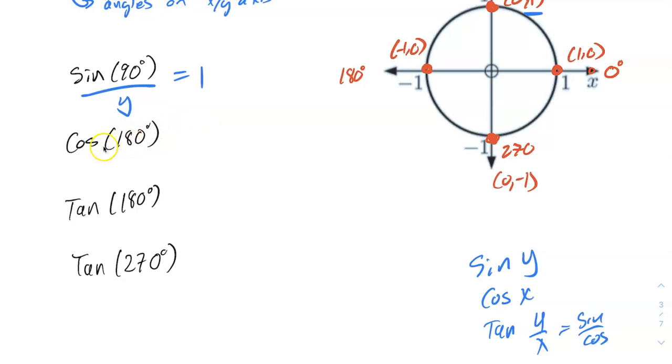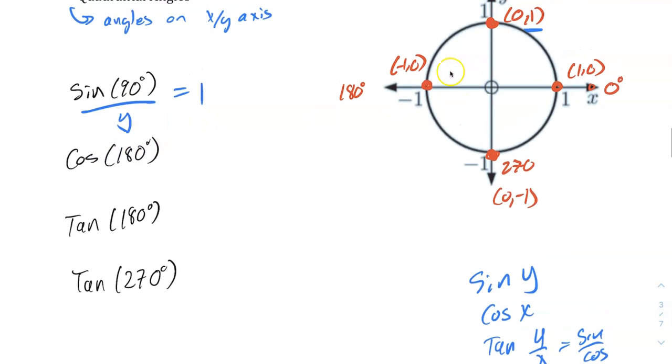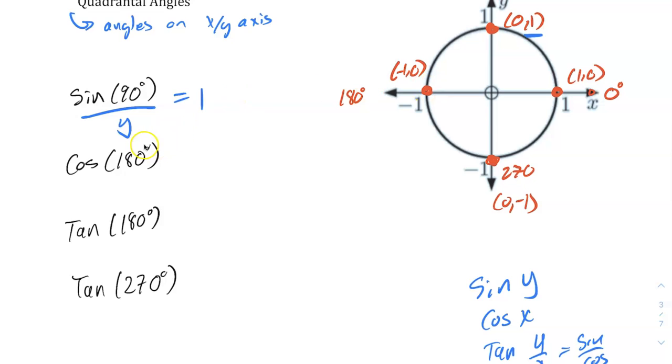Anyway, same thing with cosine of 180. Well, where's 180 at? Right here. Cosine's the x value, so the x value there is -1. Let's do tan of 180, same spot. Now remember, tan is sine over cosine, so this is actually how I think. Tan is sine over cosine, so that means it's y over x, because sine is y, cosine is x. So what's the y value here? 0, and cosine is -1, so I just get 0. Tan of 180 is just 0.